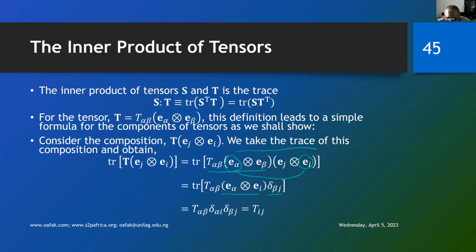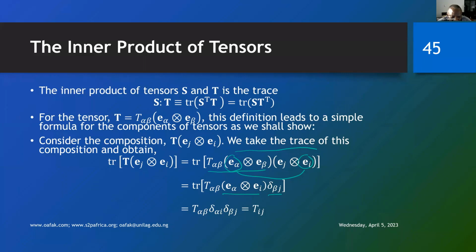Let me repeat myself. You have two tensors S and T, and you want to take the inner product. You just don't go straight to the composition. You take the transpose of one and do a composition with the other one. Either the transpose of one with the other one, or the one with the transpose of the other. If you do that, you get what is called the inner product of the two tensors.